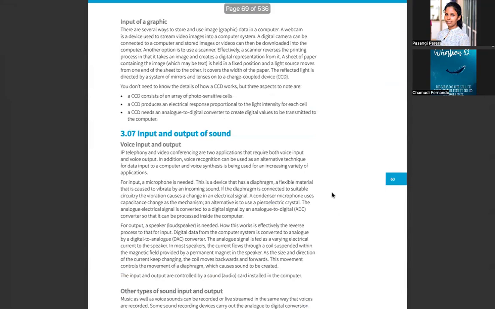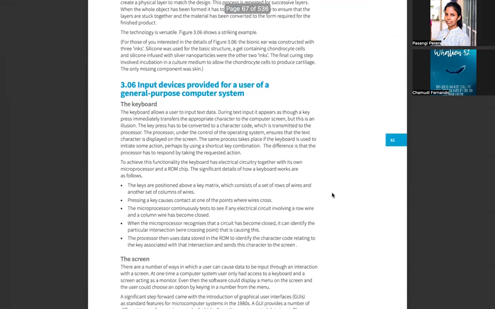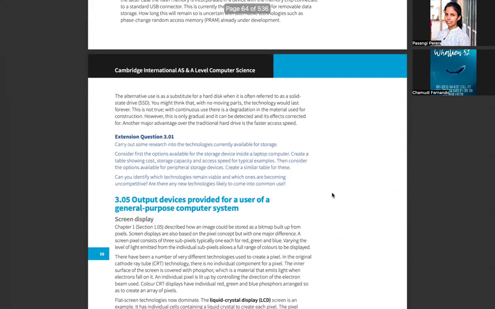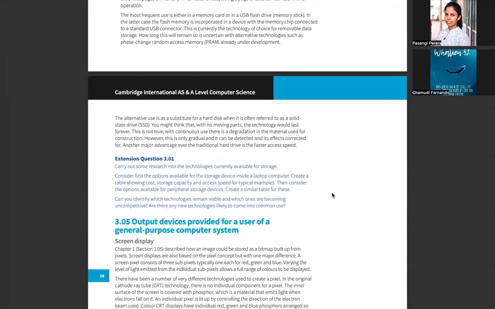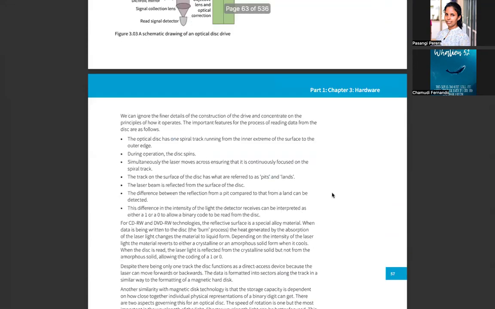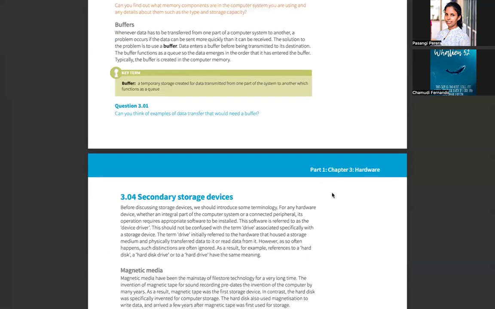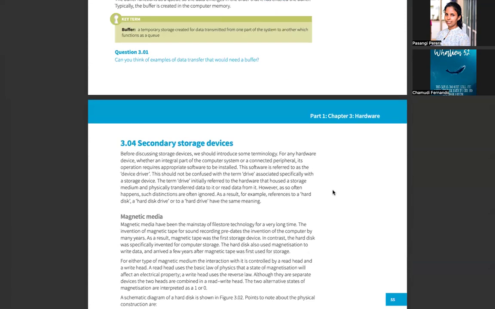The input and output. Okay, wait. We think no, teacher. I think we should start secondary from storage devices.